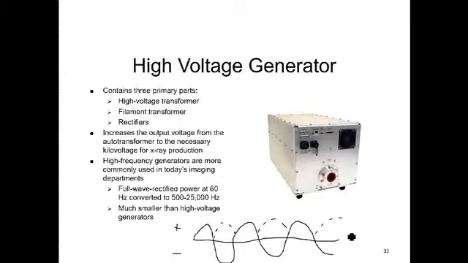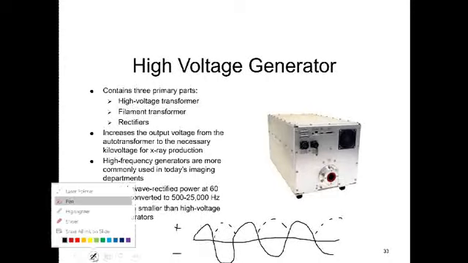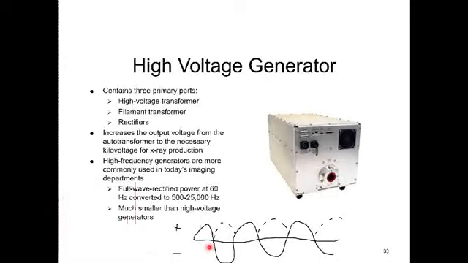So you're using all of the waveform, okay? So all this gets swung up here and you end up using the full waveform. So it's fully rectified at 60 hertz, and then it's converted to 500 to 25,000 hertz. And these high frequency generators are much smaller than the high voltage generators. The high voltage ones look almost like a standing wall unit, and the high frequency ones are a little box.